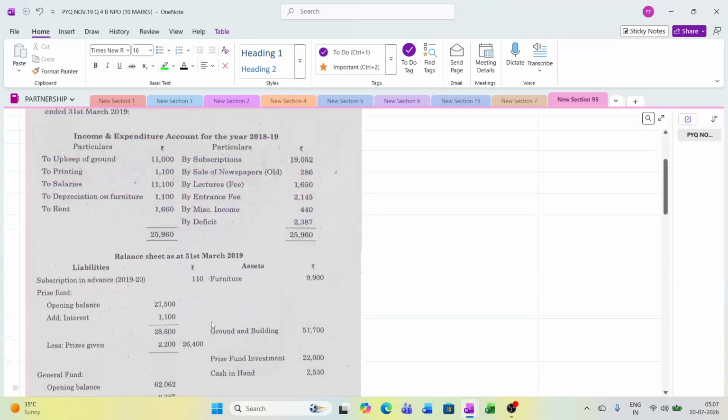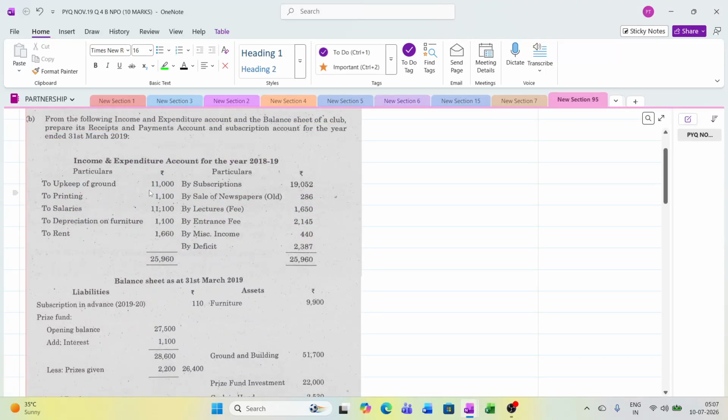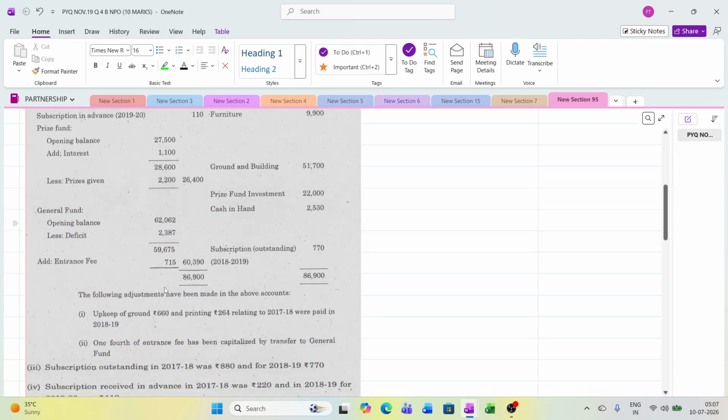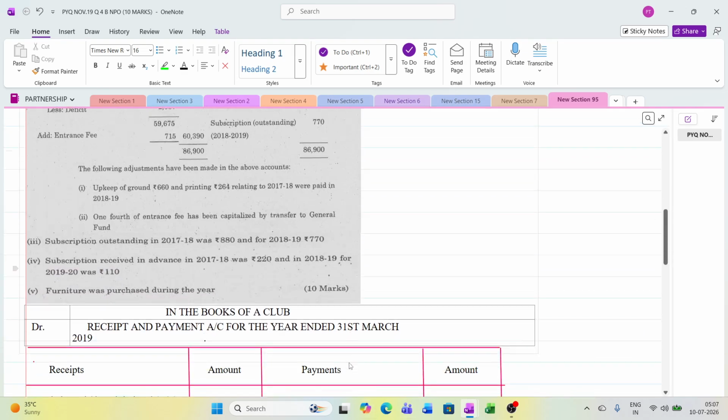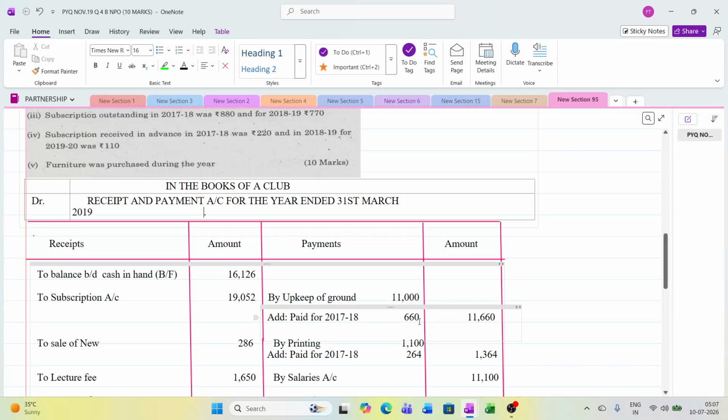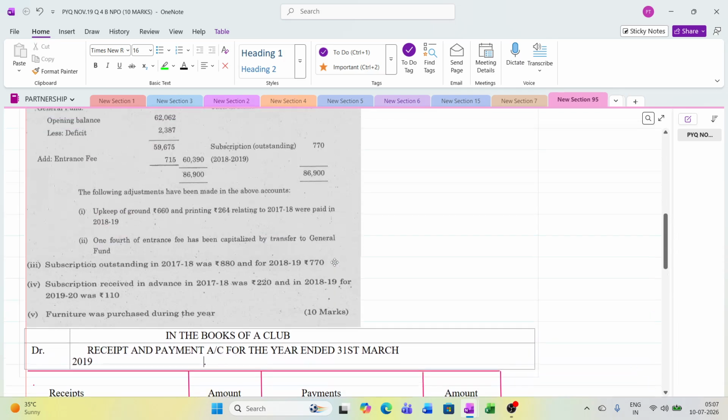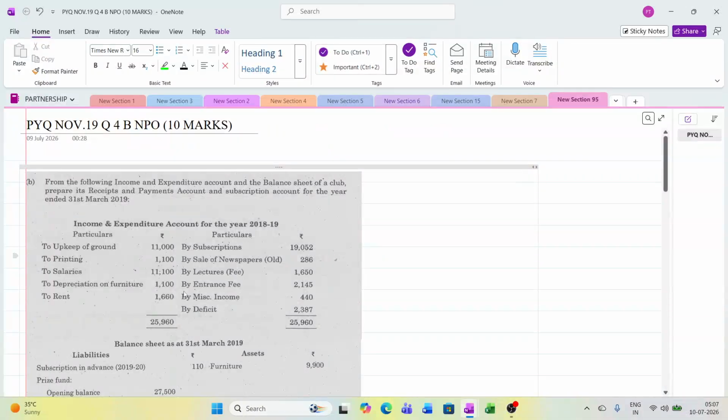Now we will move on to the payment side. Upkeep of ground 11,000. So they have given an adjustment here. Upkeep of ground 660 was paid during this year. So you have to add 11,000 to 660 and make the total payment made 11,660.